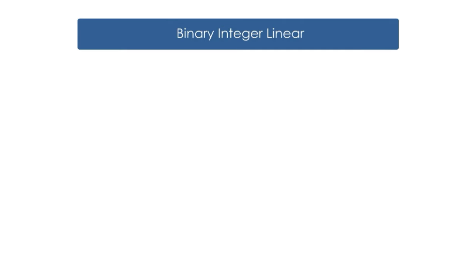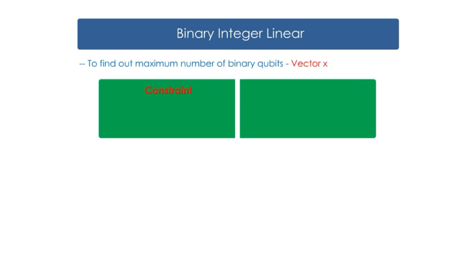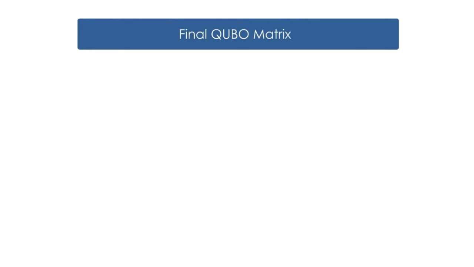Binary integer linear programming is to find the vector x of binary qubits that satisfies the constraint Sx equals b, and maximizes c times x. With the constraint for vector x, finding vector x which maximizes c times x is called binary integer linear programming. Let us create the final QUBO matrix.